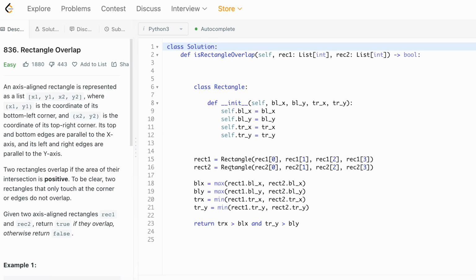So in the code, we take the first rectangle and second rectangle as input. Then we calculate the bottom left x and bottom left y of the overlapping portion, and the top right x and top right y. Then we check if the top right x is greater than the bottom left x, and the top right y is greater than the bottom left y.